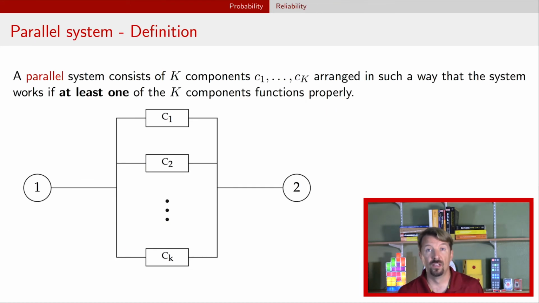All right. So now we're going to move forward and talk about an application of probability and the definitions that we've had so far to network systems of some sort.